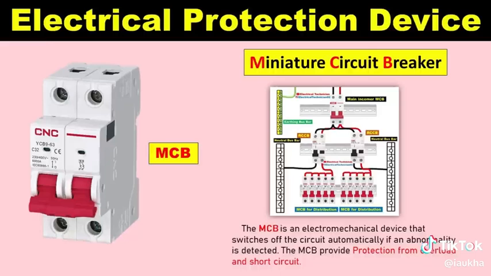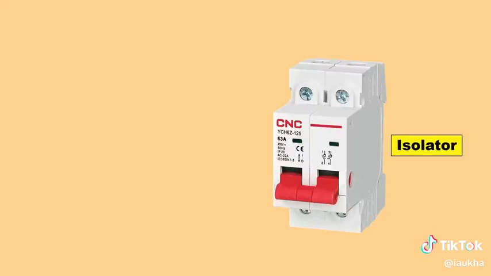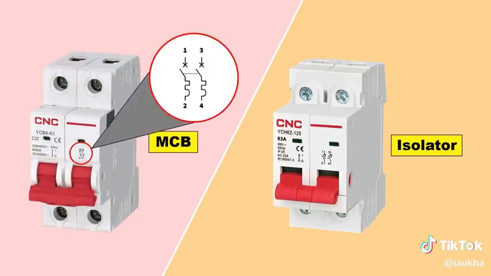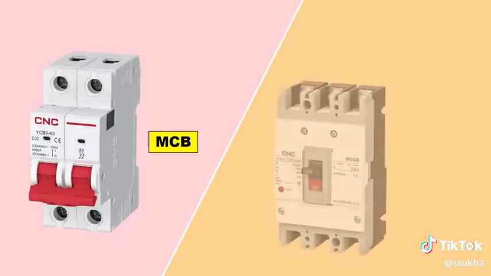If you go to market to buy a MCB, then from profit point of view, shopkeeper may sell you isolator in place of MCB. And if you install isolator in your home, then you will not get any kind of protection. You can look in this screen, what is the symbol of MCB and what is the symbol of isolator. So whenever you go to buy a MCB, then look carefully to the symbol over MCB, whether it is MCB or not. After this, next device is MCCB.